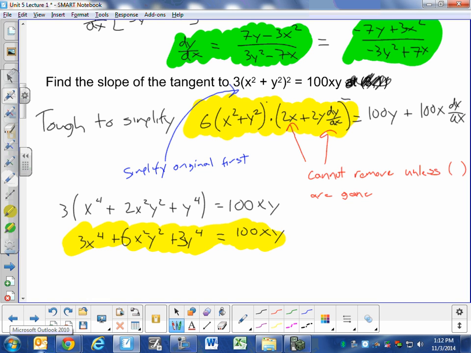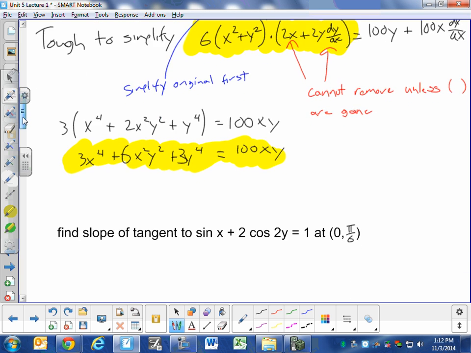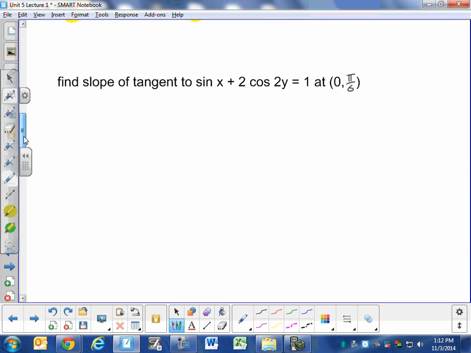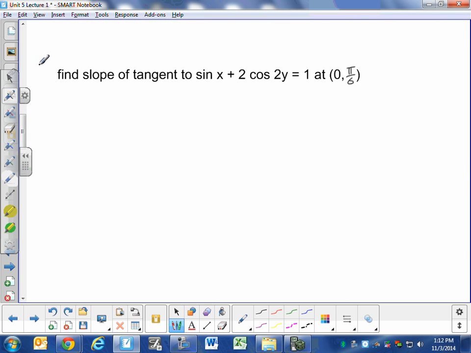You take the derivative of that implicitly, and then you would solve for dy/dx. So maybe let's do this one. Find the slope of the tangent of sine x plus 2 cos 2y, which is equal to 1.